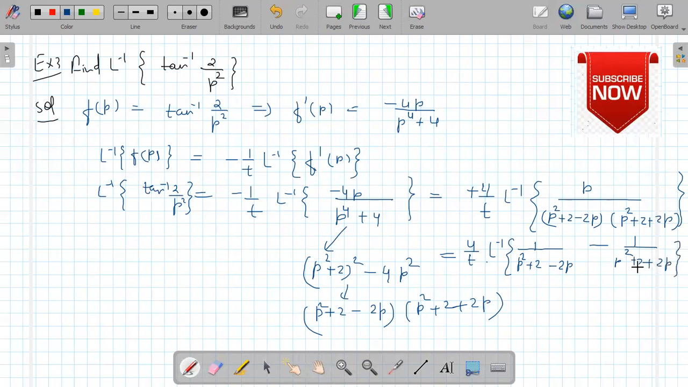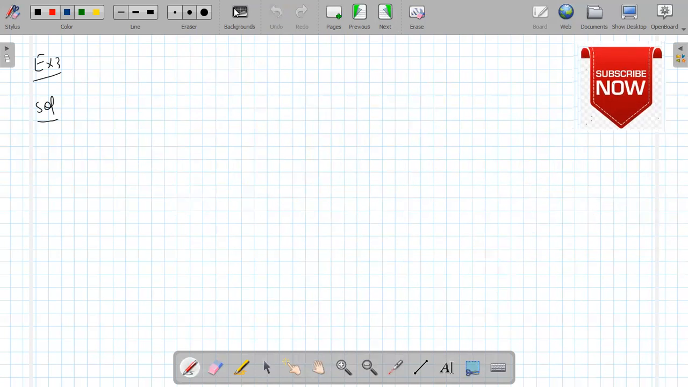So when you solve it, you can see here that p square plus 2 plus 2p is here, and here minus p square minus 2 plus 2p. So this p square plus 2 will cancel this p square plus 2, and whatever is left in the numerator is 4p. So to make p, we have to divide the whole by 4. That's why we have 4 in the denominator part. So I'll take that 4 here. Okay.